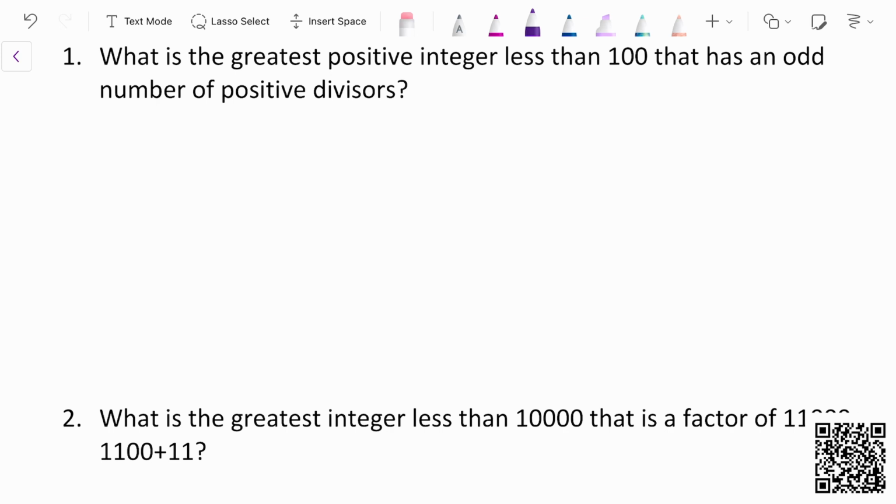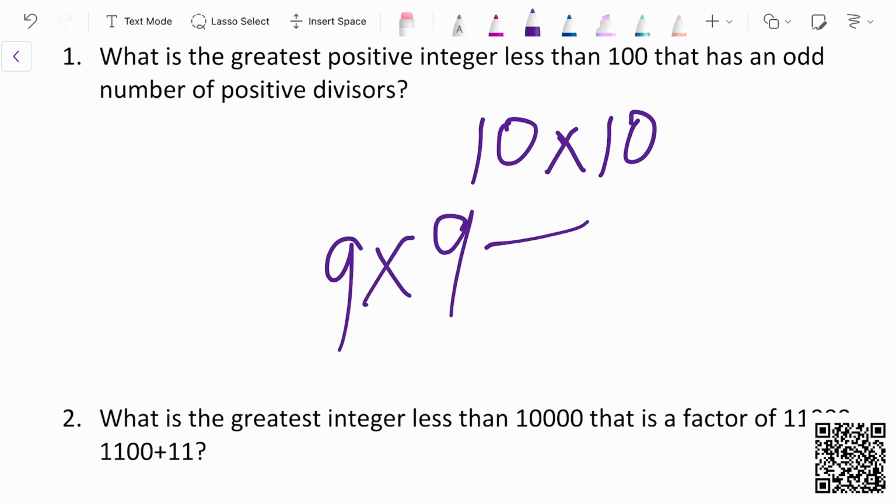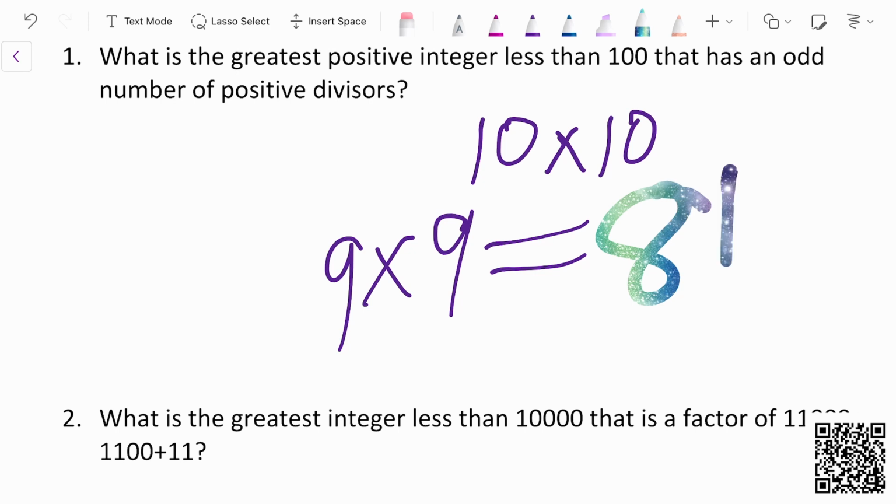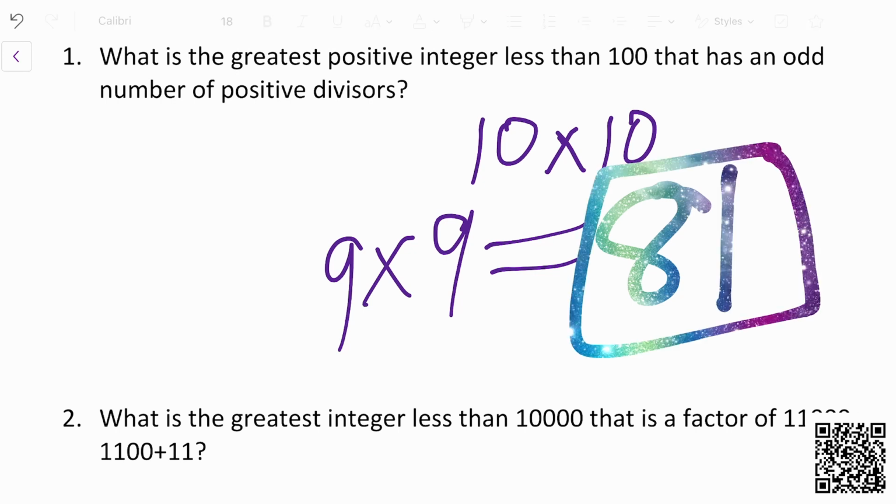So taking that idea into this question, what is the greatest positive integer less than 100 that has an odd number of positive divisors? Our answer must be a perfect square. Since 100 is the perfect square of 10 times 10, then the next smallest perfect square would be 9 times 9, which is 81. And 81 is our final answer.